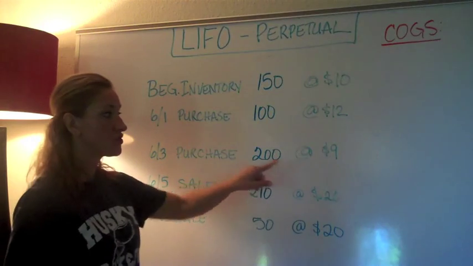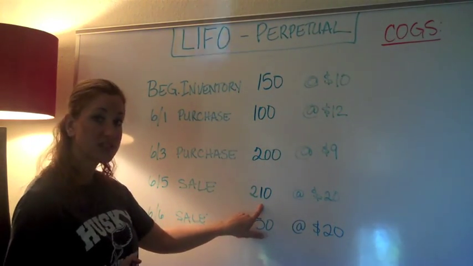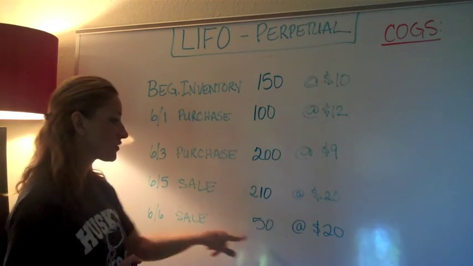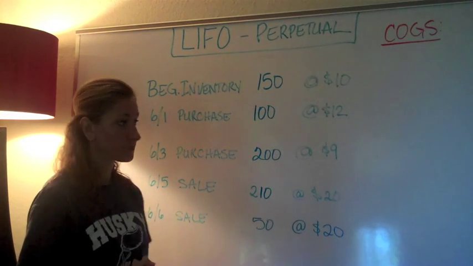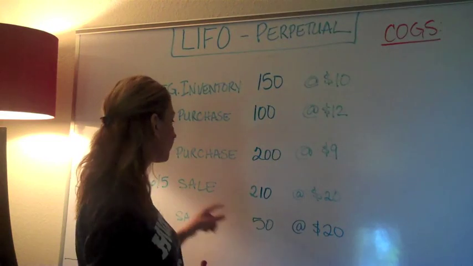June 3rd, we purchased 200 at $9. On 6/5, we had a sale of 210 units at $20. On the next day, we also sold 50 more at $20. So let's get started, and we'll keep a cost of goods sold calculation going.